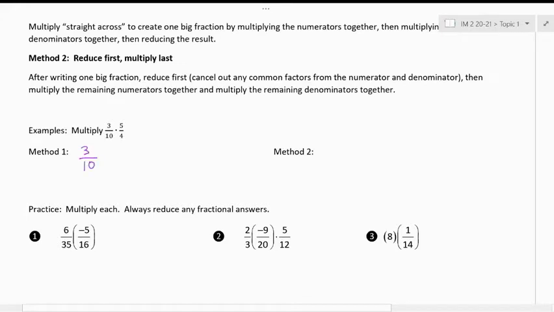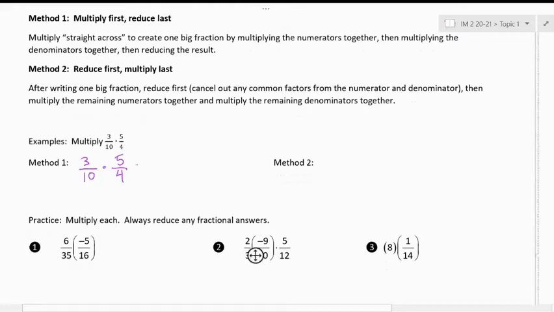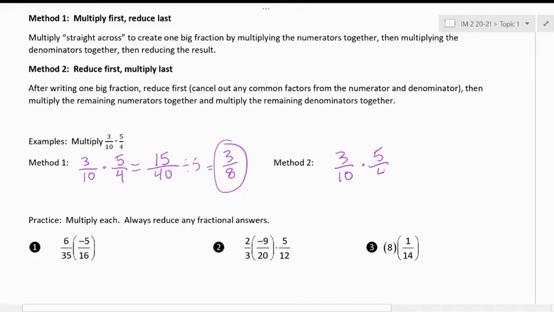So method 1, 3 over 10 times 5 over 4. So our first method is to multiply first. So we just multiply straight across. 3 times 5 is 15. 10 times 4 is 40. We can simplify that by 5. So we get 3 over 8. Not too bad.